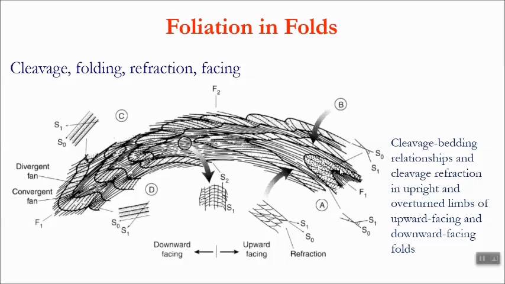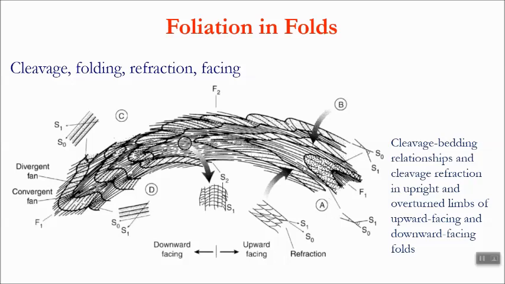Now this axial planar cleavage is refracting at an angle at this boundary of the bedding planes from sandstone to shale, because S0 is bedding here and S1 is our foliation. They are at a higher angle to the bedding in the competent zone, and at a lower angle to the bedding in the incompetent zone. This is called cleavage refraction. Similarly, we can see this cleavage refraction on both sides of the folding.